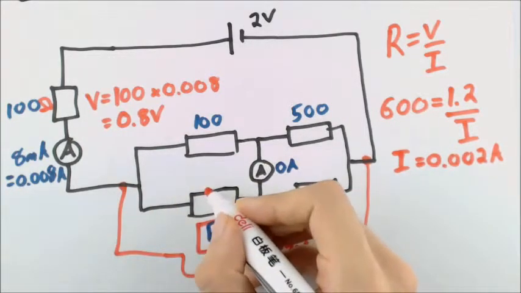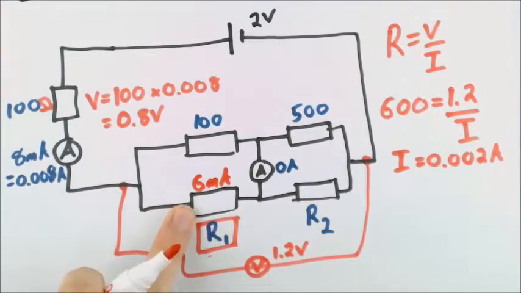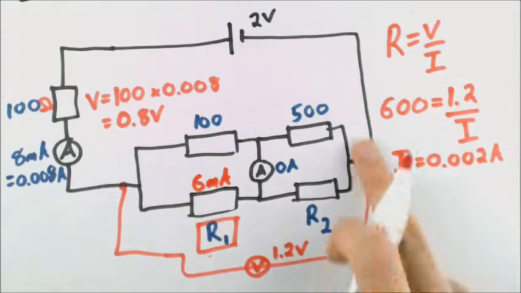So that's good. We know how many milliamps are going through this resistor. But we don't know the voltage yet across this resistor. We know the voltage across 2 resistors.